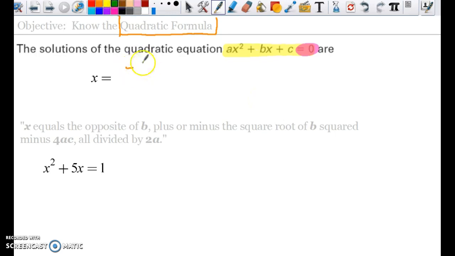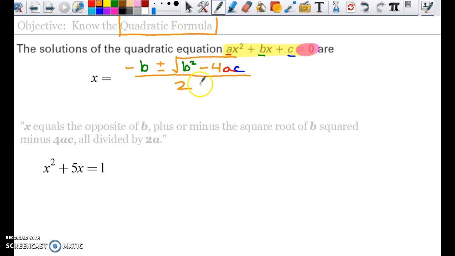And I'm going to try to color code this so it's easier to follow. Negative b plus or minus, so you're going to get two answers there, the square root of b squared minus 4 times a. These a's and b's and c's are the coefficients of your quadratic equation up here. So x equals the opposite of b plus or minus the square root of b squared minus 4ac, all divided by twice a, or 2 times a.